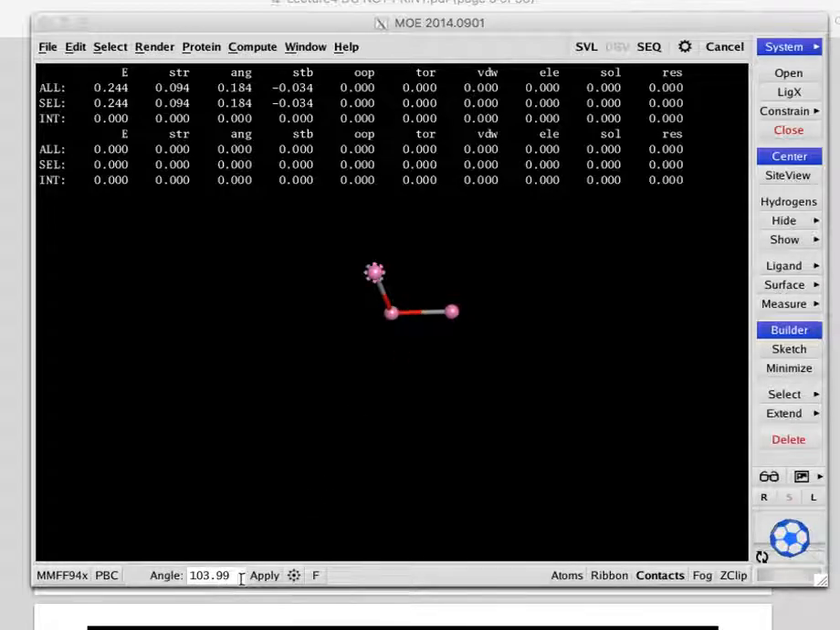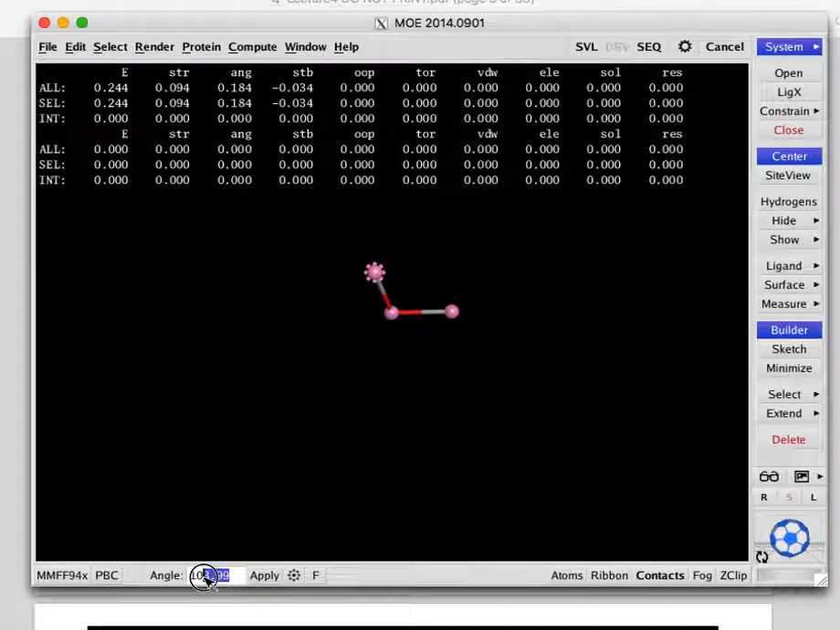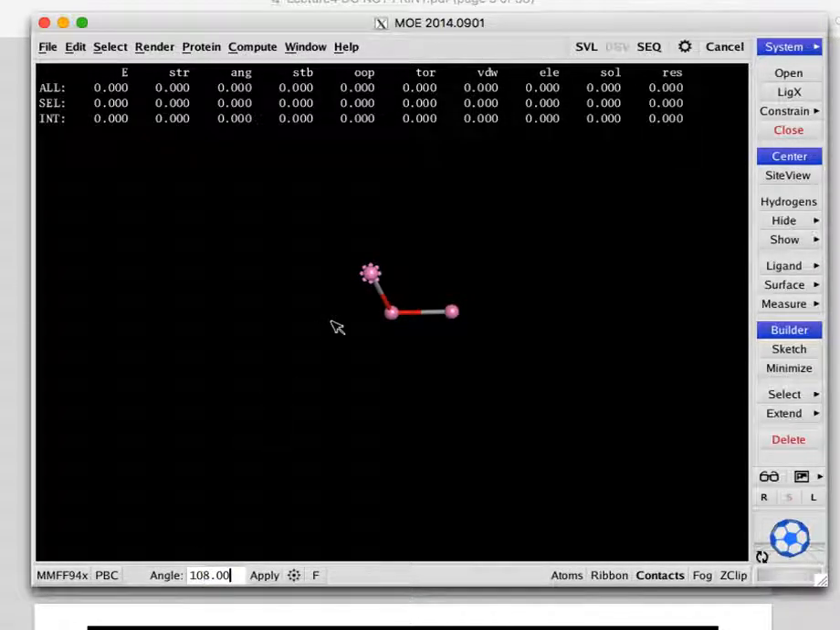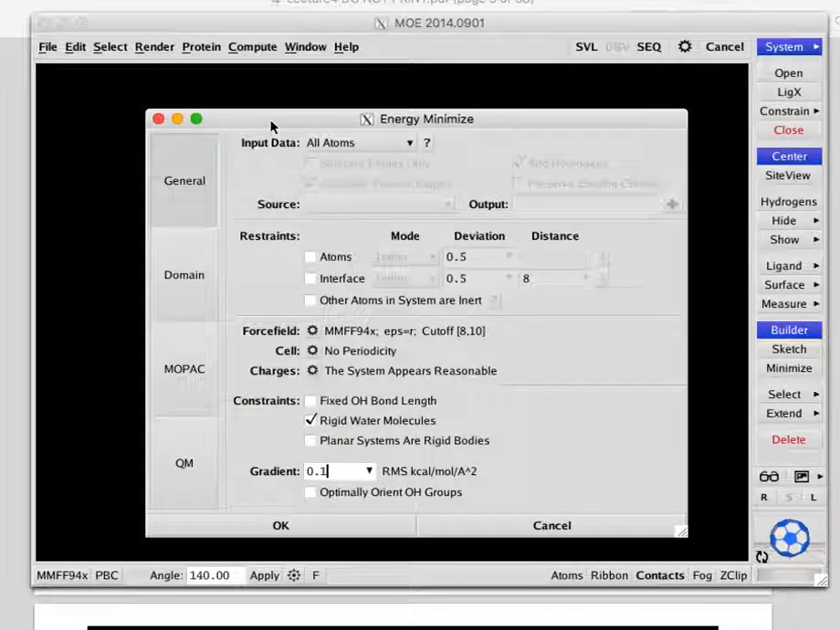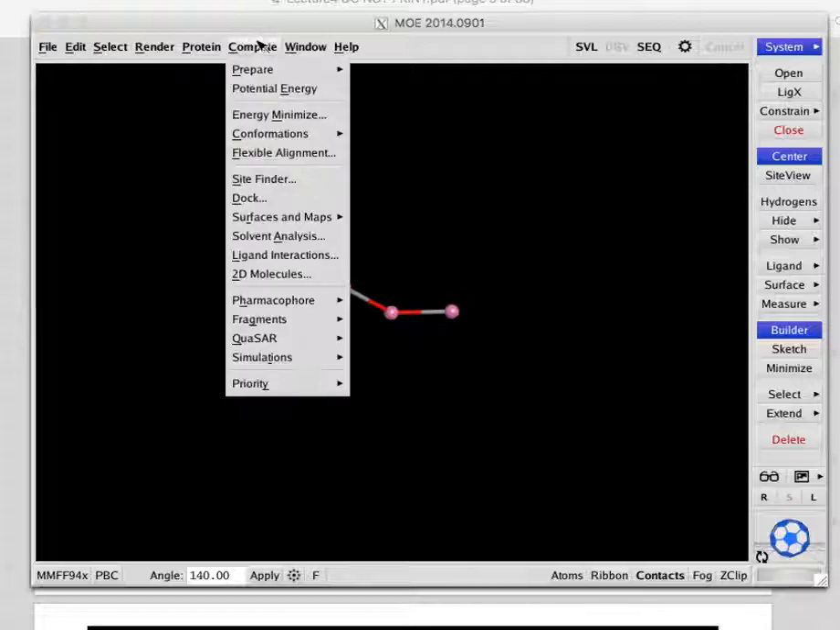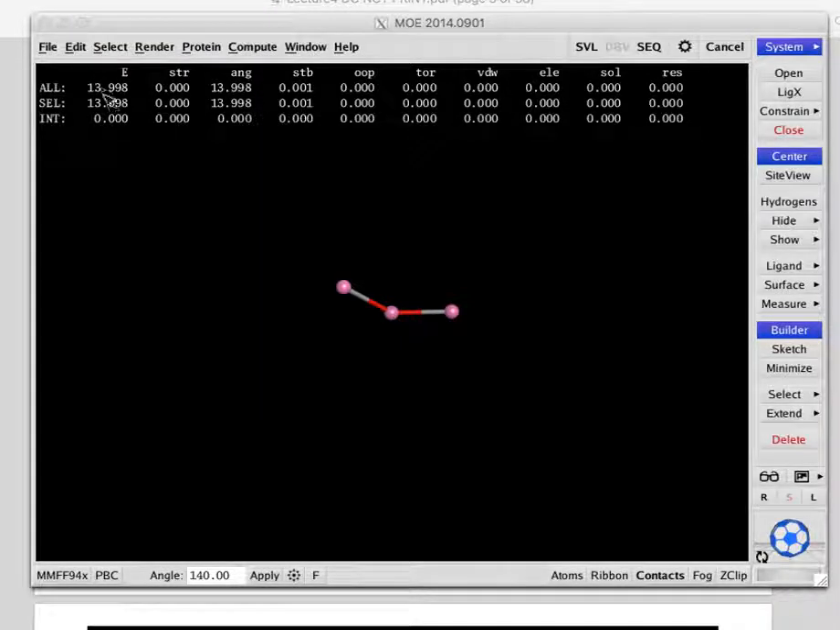So if I change this angle from 103.99, I make it 108, for example. Let's see what would happen. This is a little bit. Let's make it more. Let's make it stunningly clear. I will make it 130 or 140. See, the water molecule now, the angle is more obtuse, and let's calculate the potential energy. See, we now have an associated penalty for the energy. It's now 14. So it used to be 0.